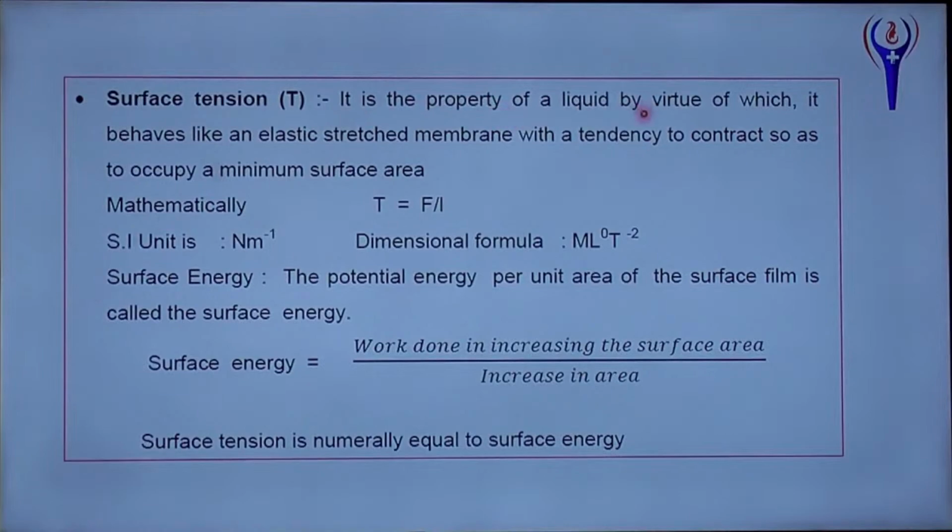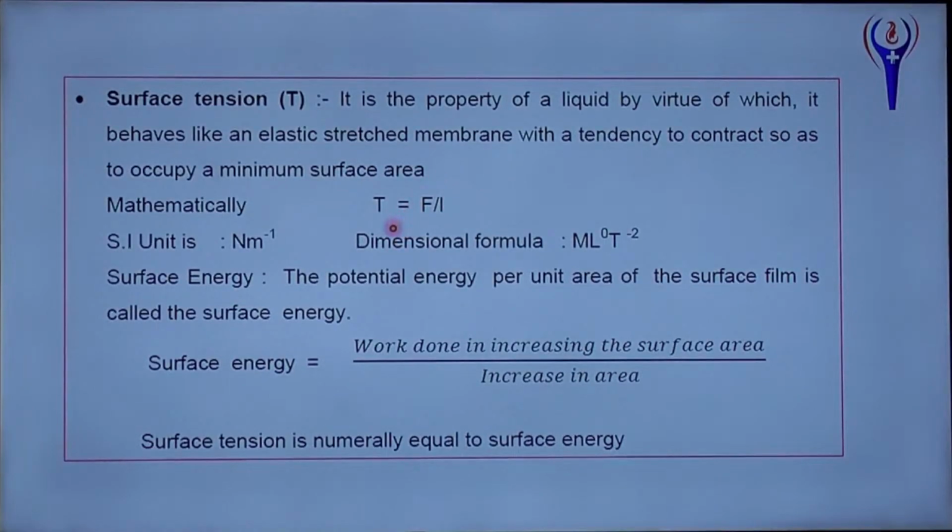Surface tension is a property of a liquid by virtue of which it behaves like an elastic stretched membrane. That is, the surface of the liquid acts as a stretched membrane with a tendency to contract so as to occupy a minimum surface area. That is, it tries to minimize the surface area. That is called surface tension.